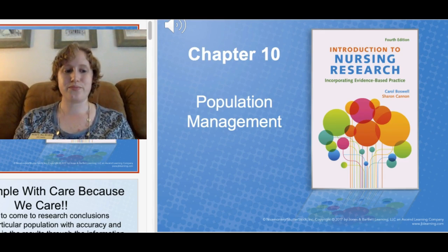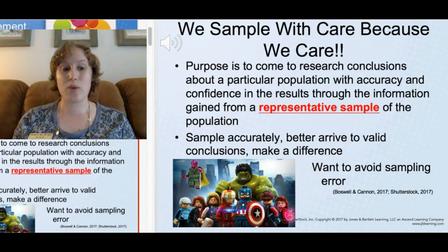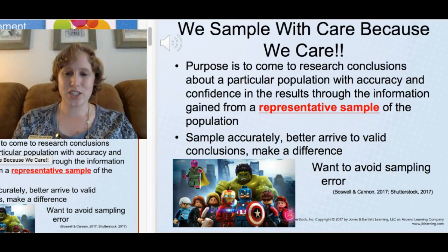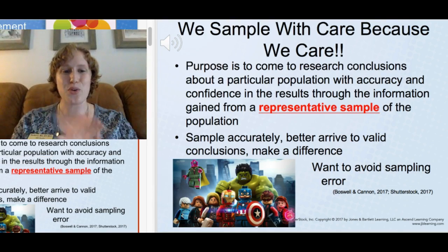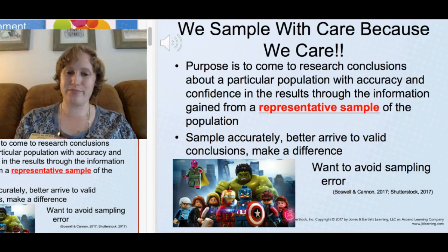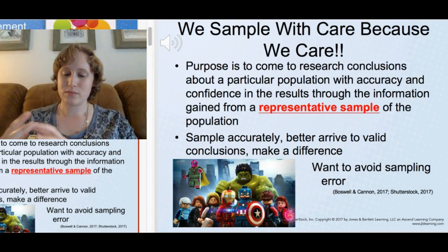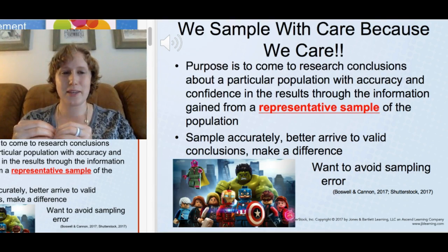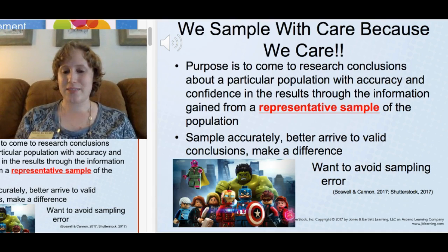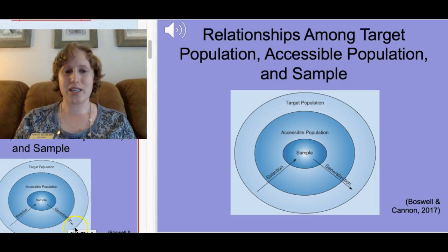A representative sample is one that has the characteristics of the rest of the population. That's an important term to know. So when you have the same characteristics, you are representative. When you do not, that is what we call sampling error. In having the same characteristics as the population, then you will have more accurate results, more valid conclusions. And that's what will make a difference in our patient care.